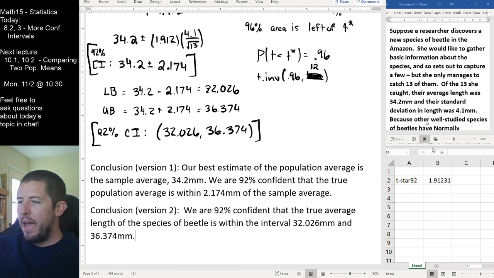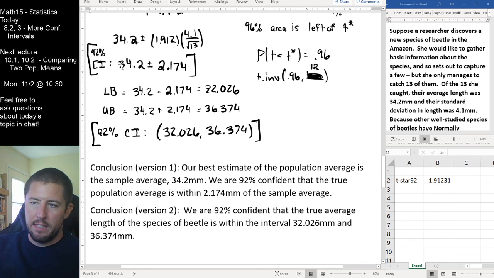And I think that in your by-hand homework this week, I made some statements like, be sure to state your answer in both formations, both in the point estimate plus or minus margin of error format, as well as the lower bound, upper bound format right there.